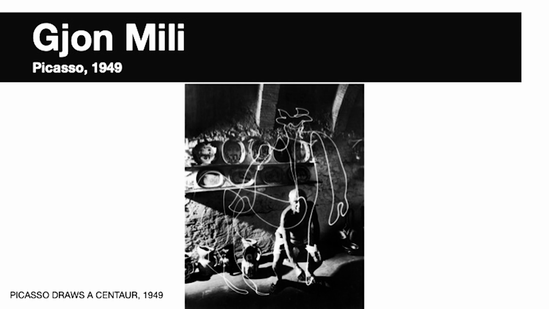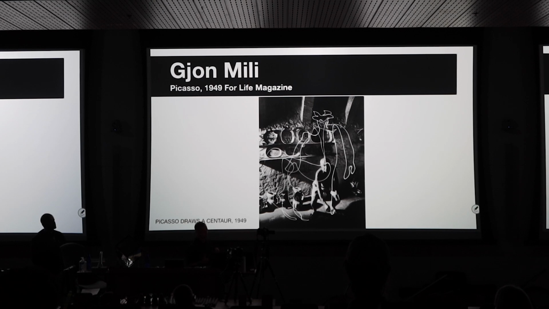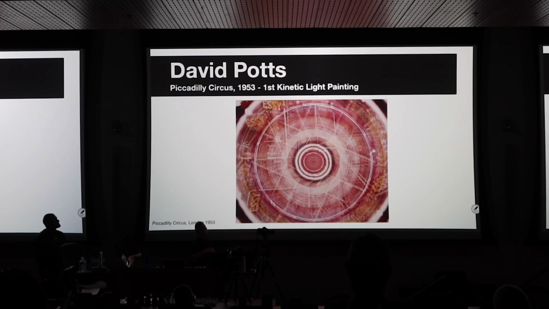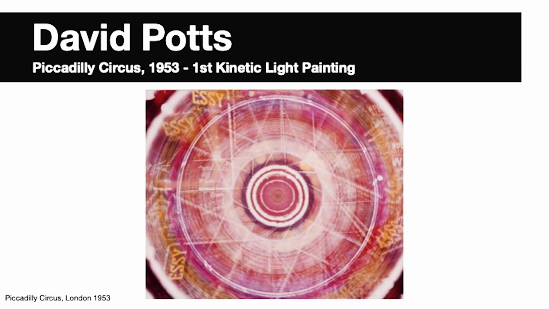If you search light painting online, this is probably one of the first images that you'll find. It's probably one of the most famous light painting or light drawing images because of the Picasso being attached to it, but that is Pablo Picasso. The first kinetic light painting is done by David Potts. This is Piccadilly Circus, a famous town center in London. And what he did here was just long exposure and rotated his camera 360 degrees.